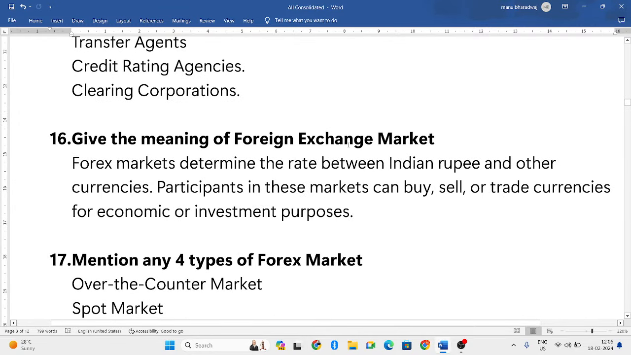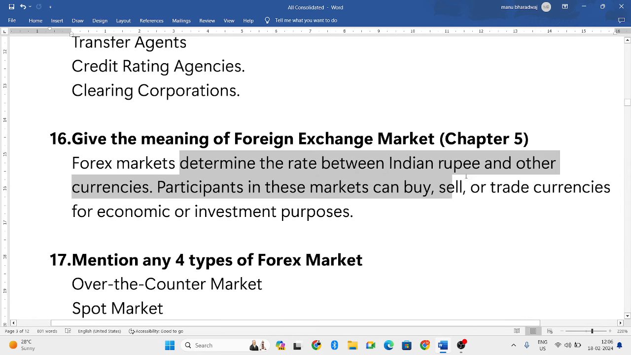Give the meaning of foreign exchange market. It is also known as Forex market. This is chapter number 5. So this forex market, they determine the rate between Indian rupee and other currencies.